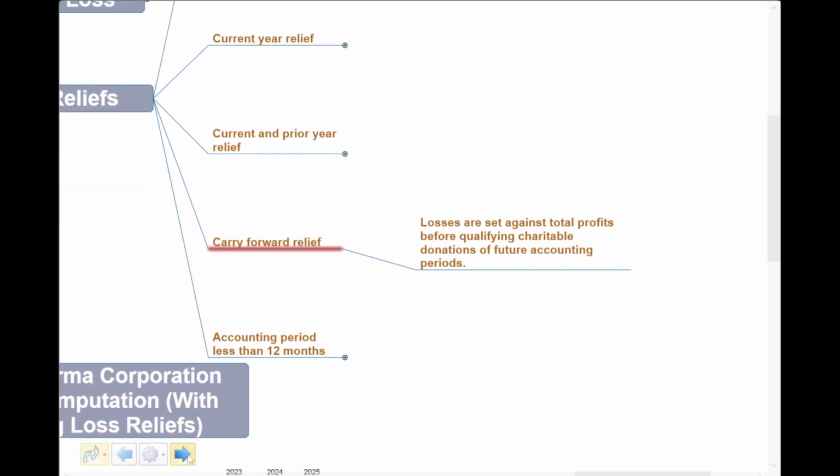Next one for us, carry forward relief. Okay? And in this particular case, we're talking about total profits, again, before QCDs of the future accounting periods. Straightforward. Nothing fishy about that.